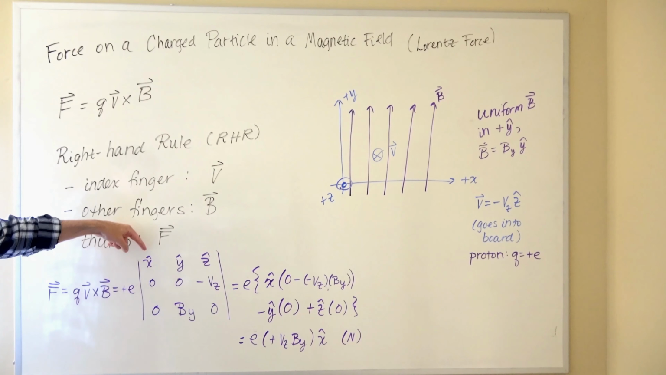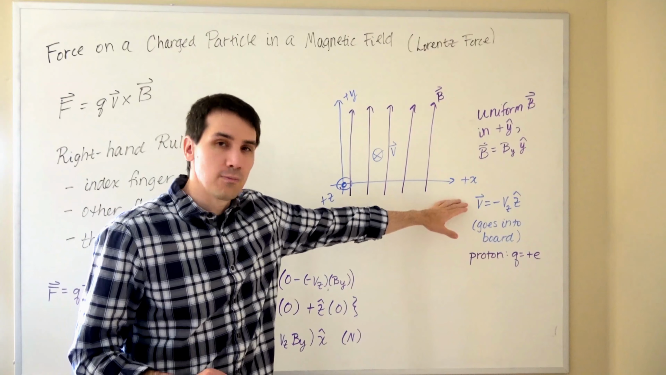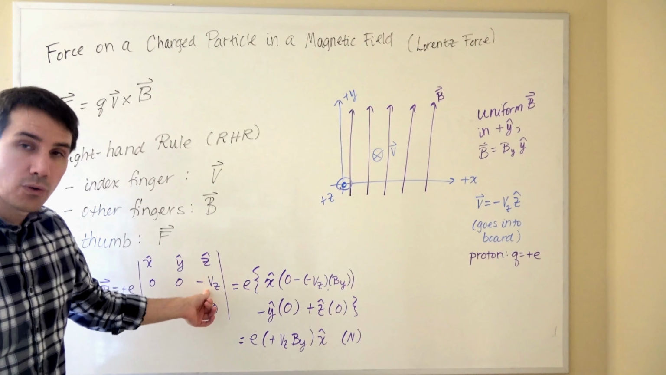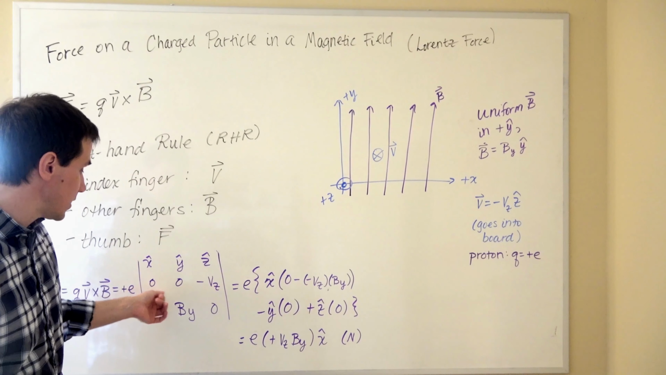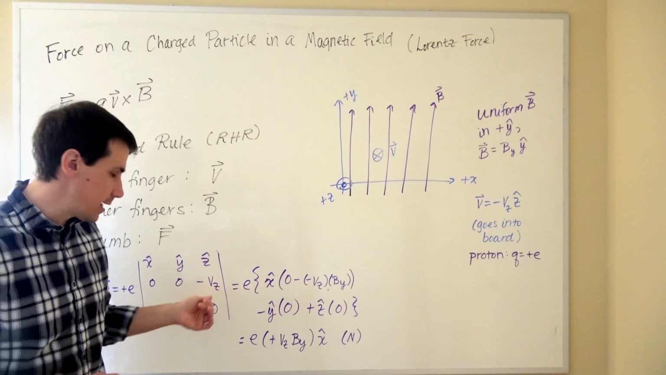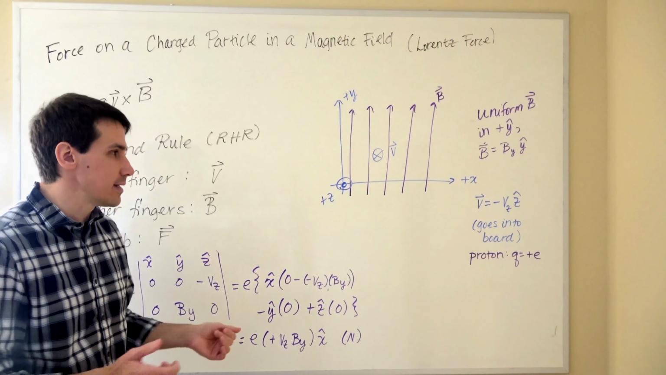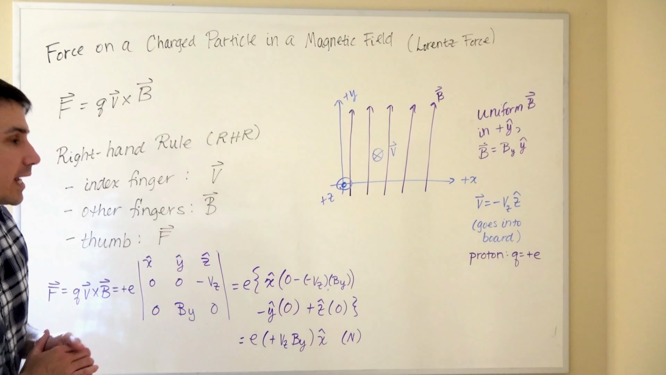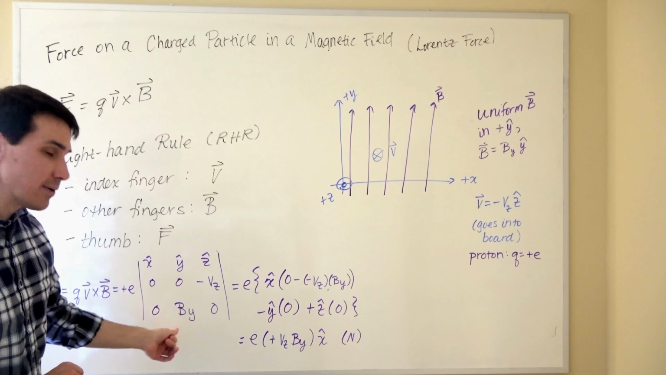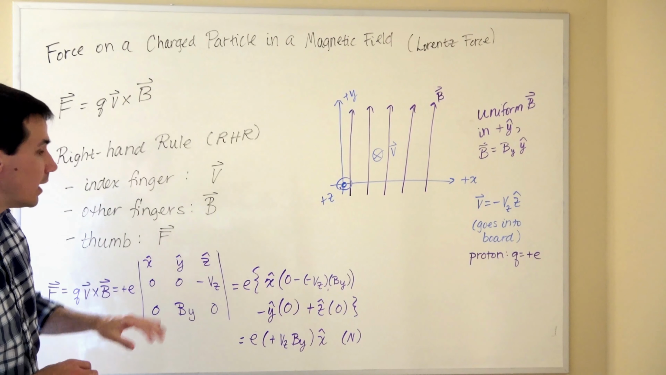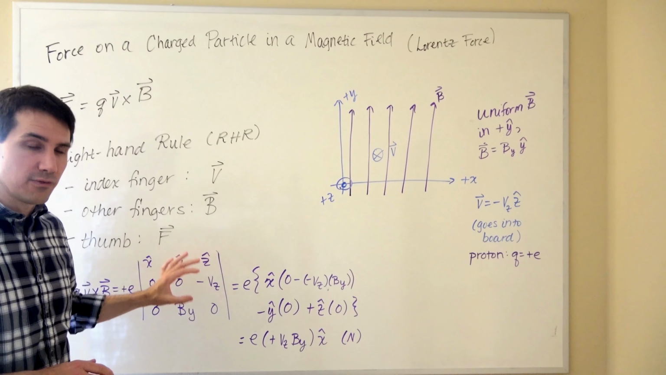The second row gets filled in with the components of our velocity vector, but velocity is only in the z hat direction. So we have 0, 0, negative Vz. And our magnetic field has only a y component, so we fill in 0, By, and 0 for our third row, and then we take the determinant of this matrix.